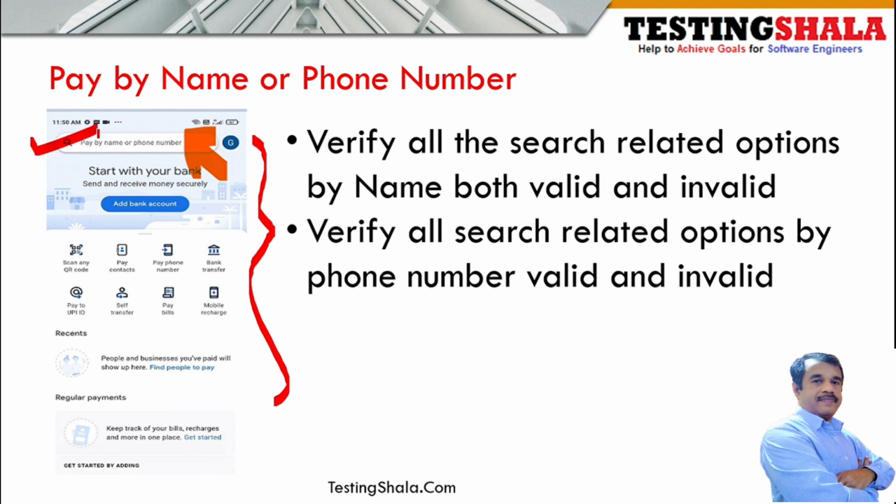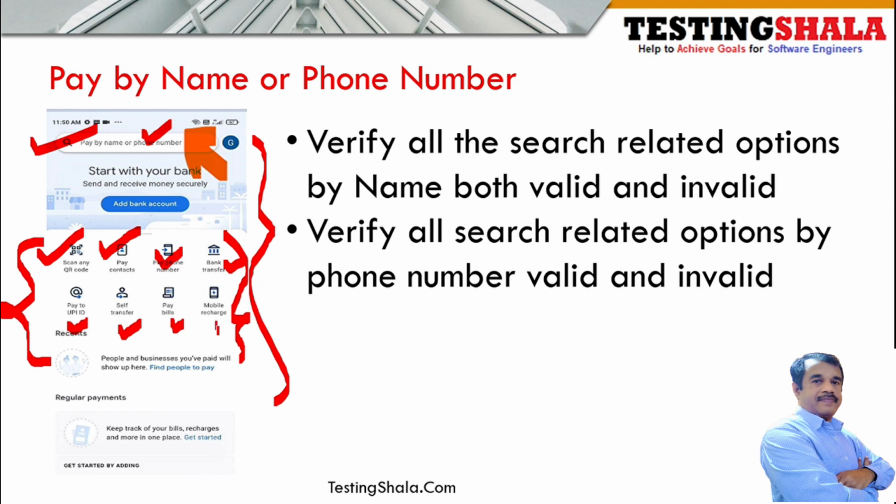a search box. Here you can search anything for making a payment, by the name of the person or phone number. And we also have various other features available here, like scanning any QR code, or I can pay directly to the contact, I can pay to any phone number, or I can transfer to any different bank account, or I can pay to a UPI ID, I can pay myself as well, or I can pay various bills, even I can do mobile recharge using Google Pay. So these are some of the features available in Google Pay.